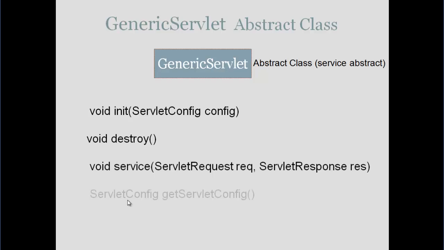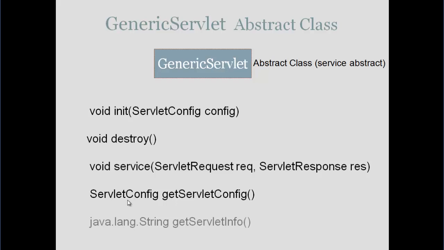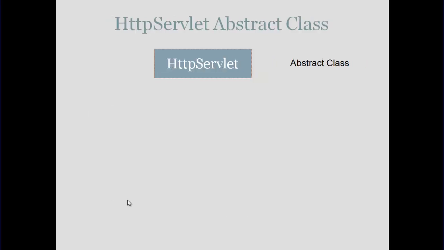Again, it has the init method that is coming from the Servlet interface itself. It has the destroy method, it has the service method, and similarly it has the getServletConfig method and the getServletInfo method. So these are some of the important methods in the GenericServlet abstract class. There are some other methods, but we have discussed just these 5 methods.